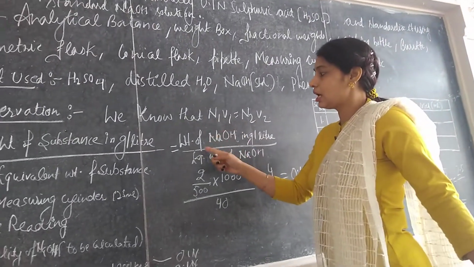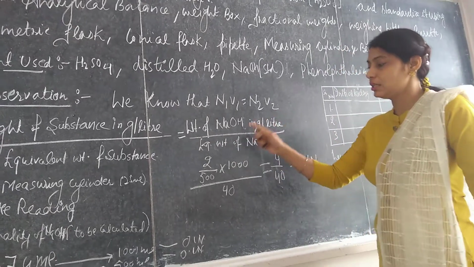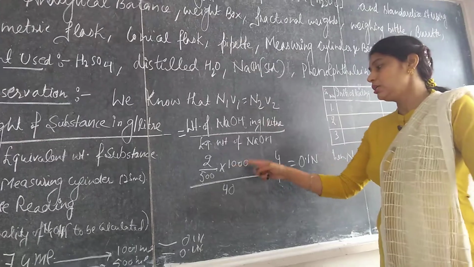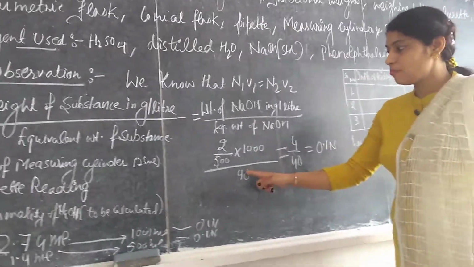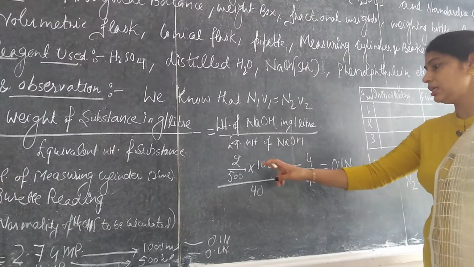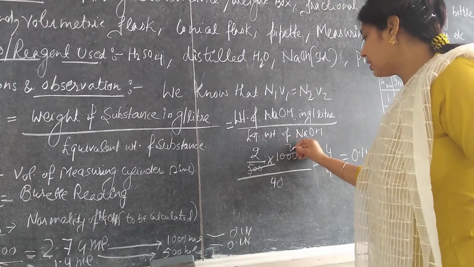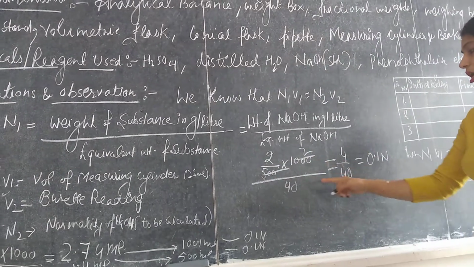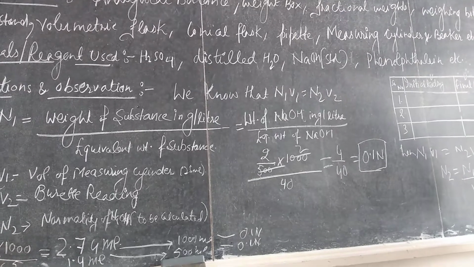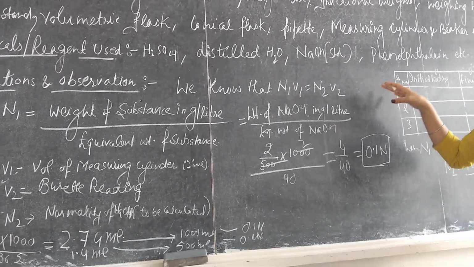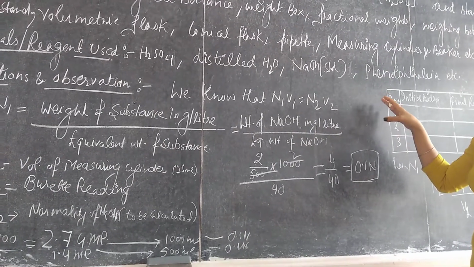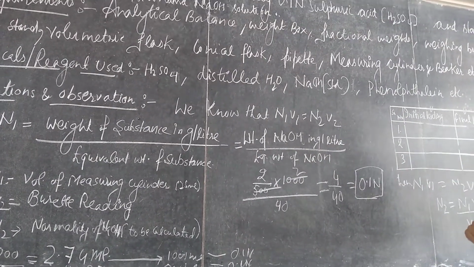As we know, in the last practical we did the calculations, that is we are taking 2 gram of NaOH in 500 ml, into 1000, upon the equivalent weight of NaOH, which is 40. If I calculate this, 2 into 2 is 4 upon 40, this will give approximately 0.1 normal solution. In this practical we used NaOH that we previously standardized using our oxalic acid.